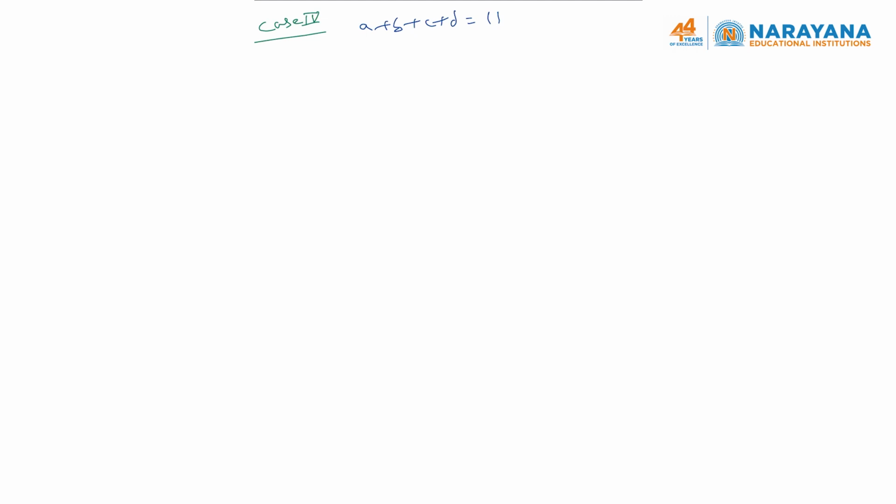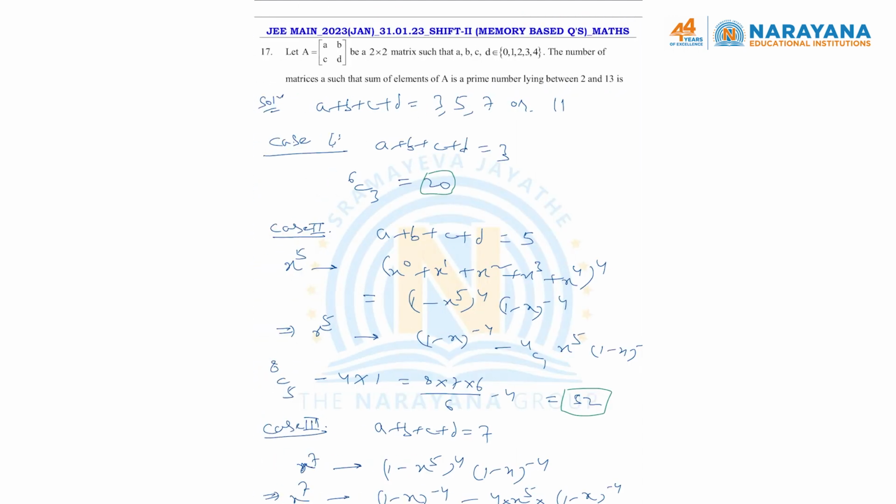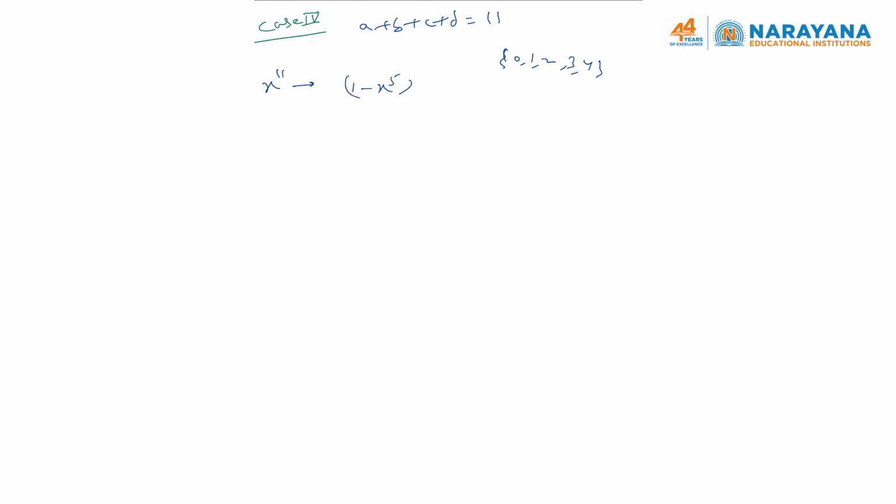Now again we need to find, however 11 is a very rare case to do without the generating function. You can also see A, B, C, D can only be 0, 1, 2, 3, 4. That's it. So if all of them are 4, 4, 4, then it will be 16. So some are 4, some are 3, but still there will be cases. So let's go by the generating function only, which means we'll find the x to the power 11 coefficient in the expansion of (1 minus x to the power 5) to the power 4 into (1 minus x) to the power minus 4.